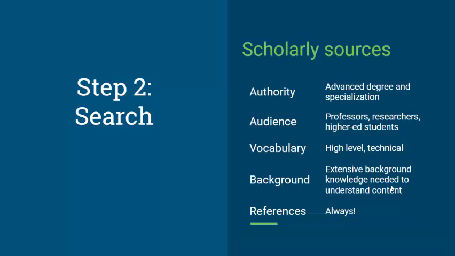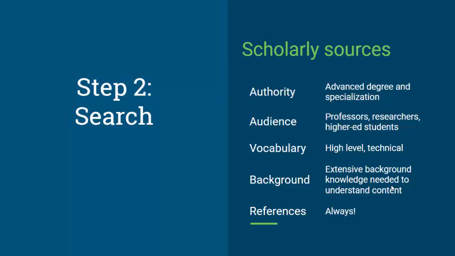So scholarly sources, their authority is very high. So the authors, the people who are writing the scholarly information, they probably have advanced degrees in this topic. They probably are specialized in the topic and they've been studying it for a long time. The audience for these scholarly sources is written for professors, researchers, higher ed students like y'all.